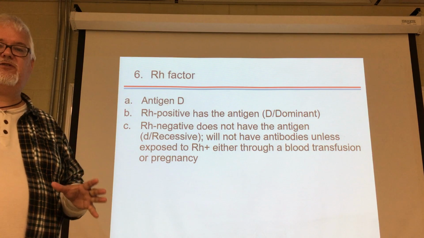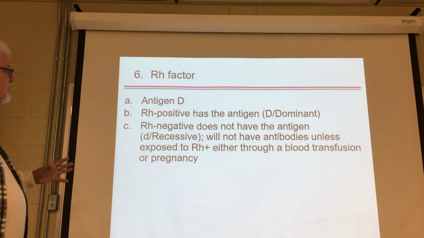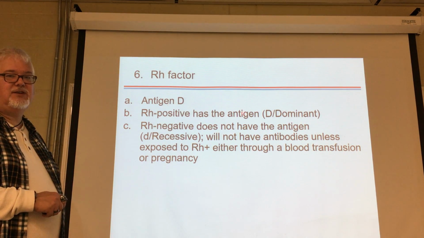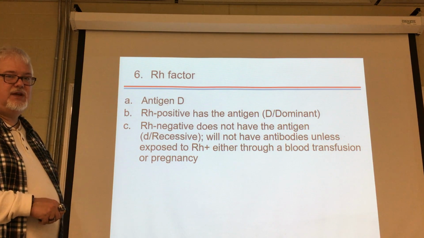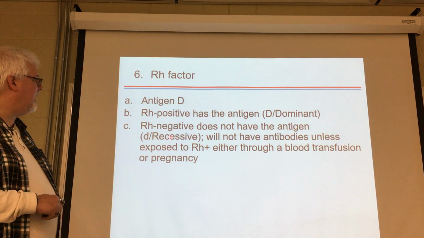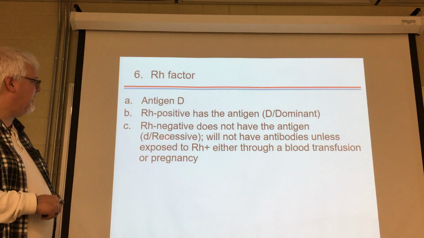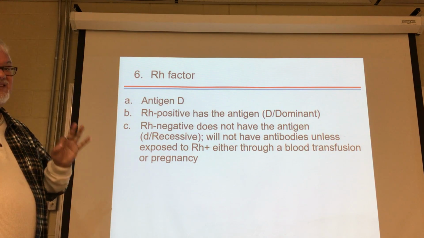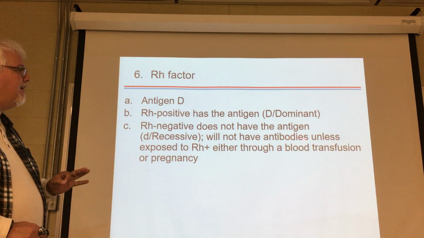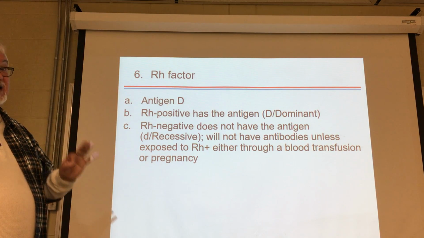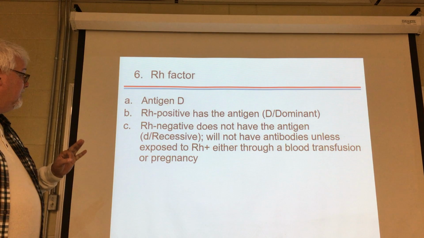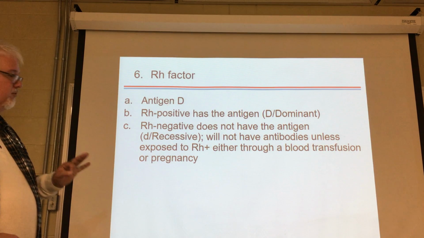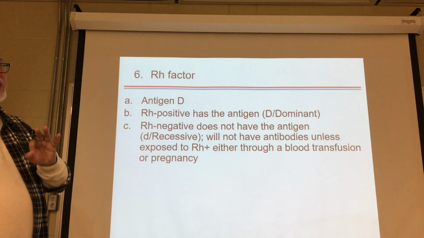Rh stands for rhesus. We also use the letter D to represent it. So if you're Rh positive, you have the antigen, D or dominant. If you're Rh negative, you do not have the antigen. So you have the lowercase d and it's recessive. Now, what's interesting is an Rh negative individual will also not have the anti-D antibodies unless they're exposed to Rh positive blood, either through a transfusion or through pregnancy. And we'll talk more about that in just a moment.